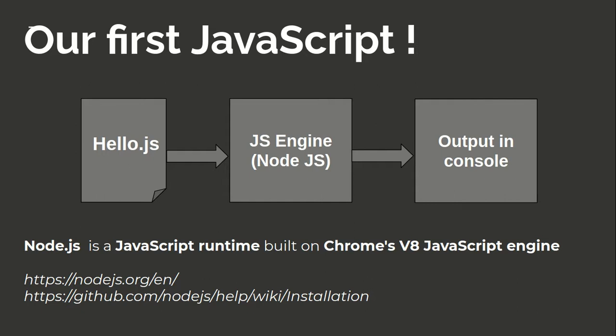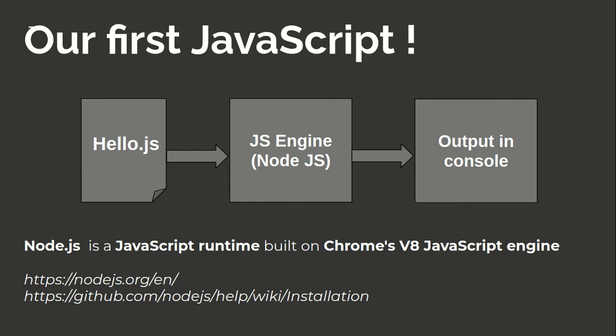So in that case, we need to have some JavaScript engine. In our case, we are going to use Node.js as the JavaScript engine just to execute or, let's say, interpret our JavaScript. We will see how to install Node.js in coming slides. But in simple terms, we will have three steps here. You are going to write your first program and install Node.js, and inside Node.js you give your hello.js, which will be interpreted and give the output to the console.